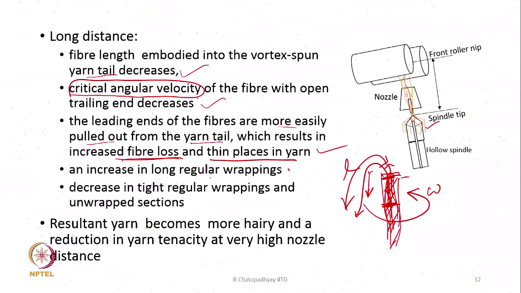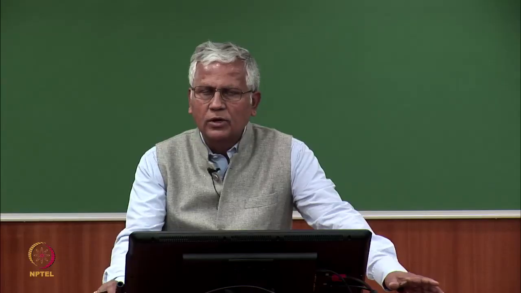And increasing long regular wrapping is also possible. Suppose some fibers will wrap; every fiber is not going to be lost, some of them may not be lost. So, a longer length of the fiber will be available for wrapping, a shorter length goes inside the main bundle or within the core, and the rest of the length is available for wrapping. That is what it is saying, that long regular wraps will be formed, that possibility is there, and a decrease in tight regular wrappings and unwrapped sections. These are the various possibilities which have been observed by the researchers. So, the resultant yarns become more hairy, and there is a reduction in yarn tenacity at very high nozzle distance.